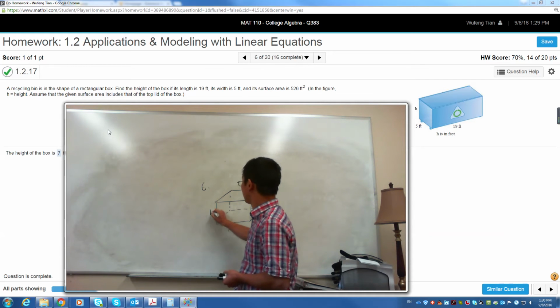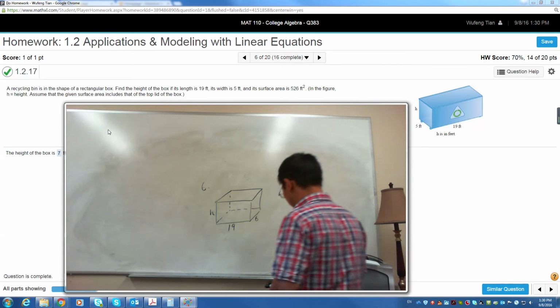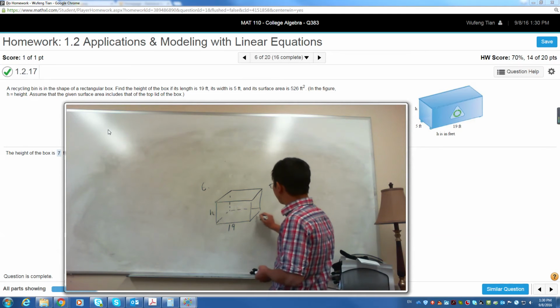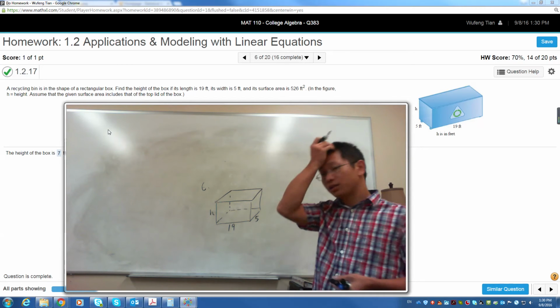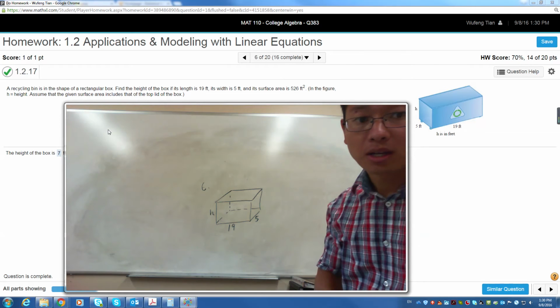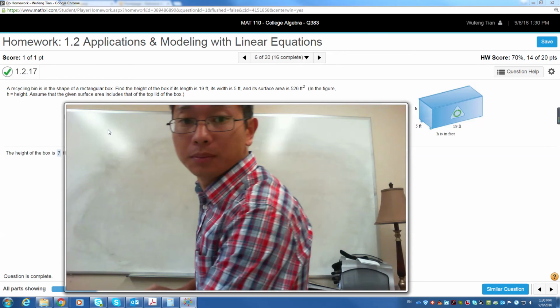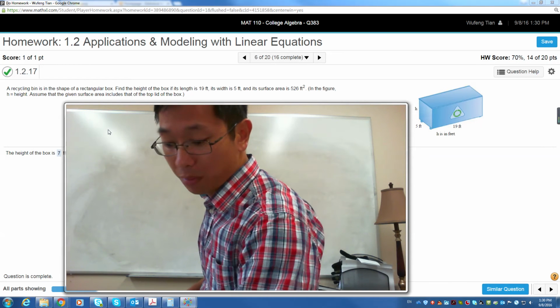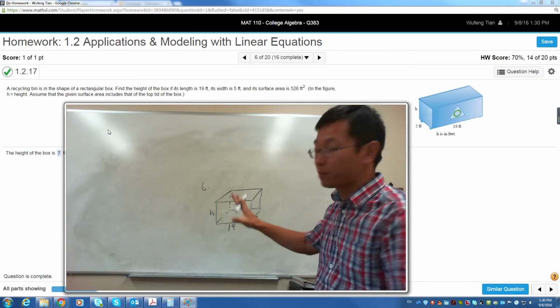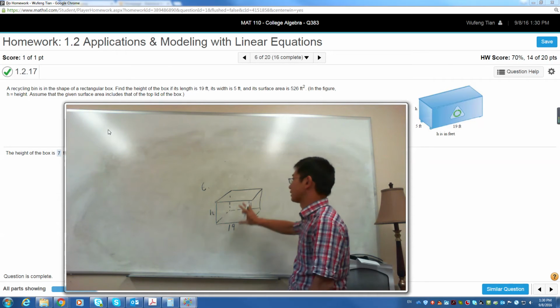19.5. So it says the surface area is 526. The surface has 6 sides. It says the given surface area includes the top of the box. The top of the box is included.